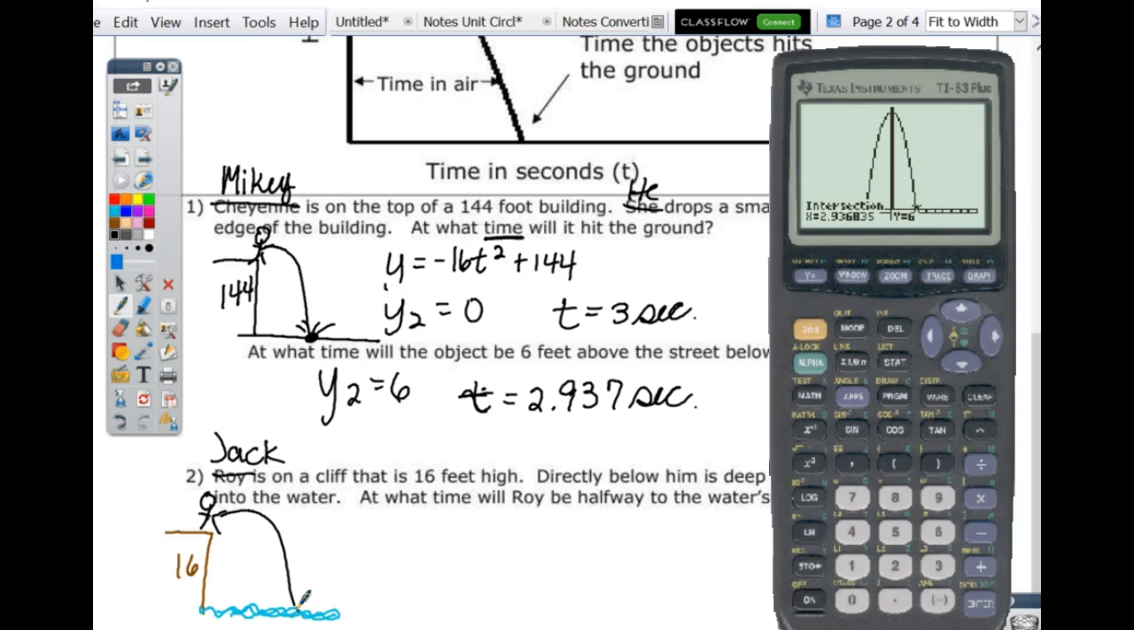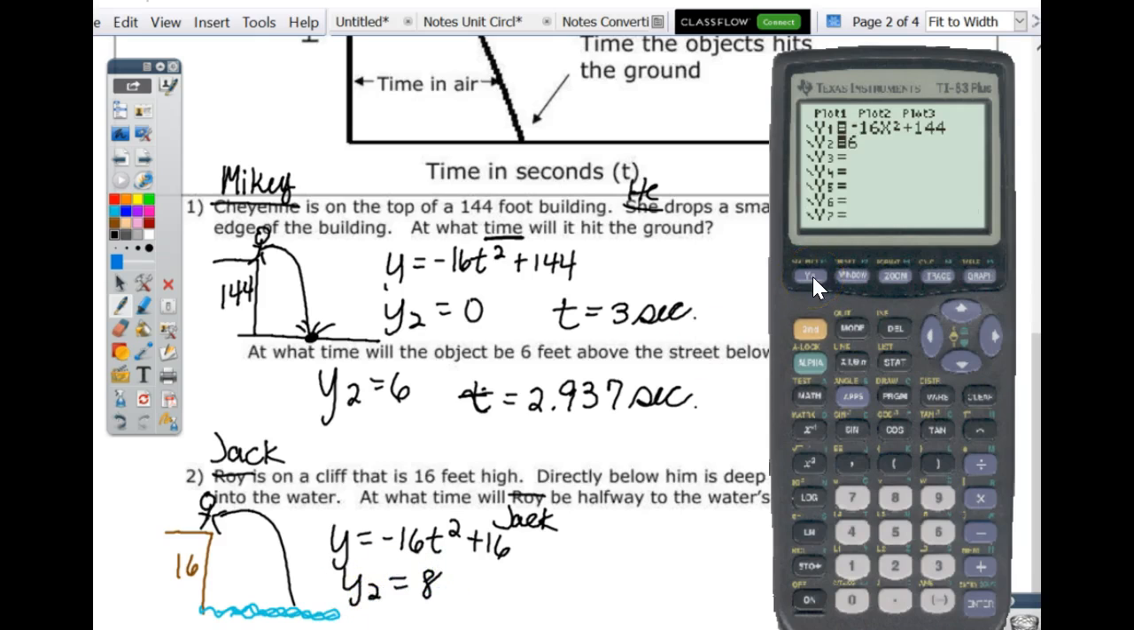It asks what time will Jack be halfway to the water's surface. So if he starts at 16, what's halfway? So where does that 8 go? 8 goes in Y2, and where does the 16 go? Come in. Graph it.